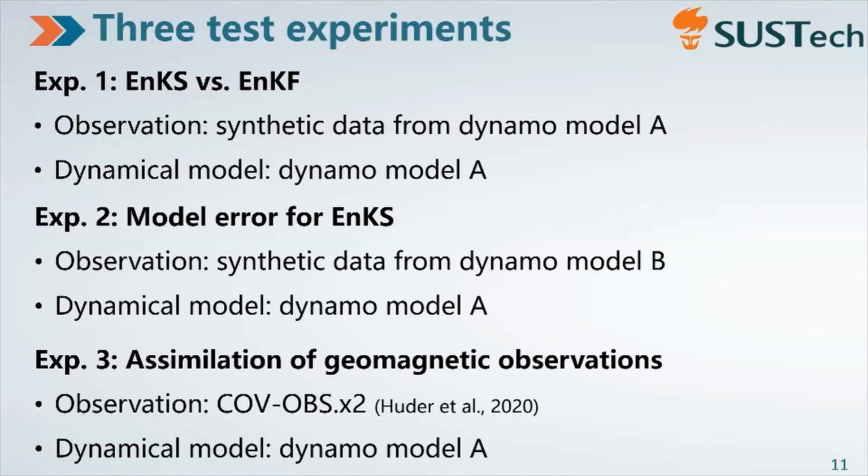So we did three experiments. In the first, we compare the ENKF and ENKS, using the same model to produce the synthetic data. The second test is to test the effect of the model error for the ENKS. We produce observations using the dynamo simulation with the lower viscosity, and we use the dynamo model with the larger viscosity to do the assimilation. And finally, we did a test using the real observations from COV-OBS.